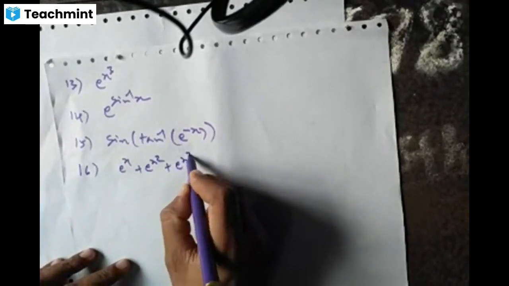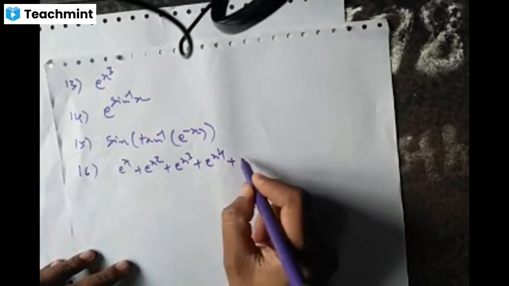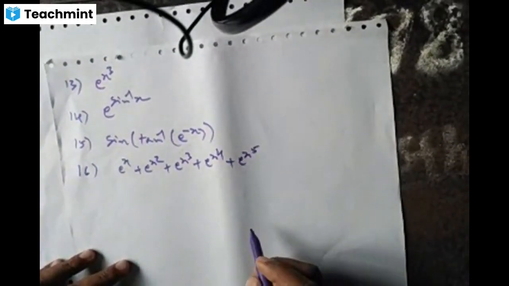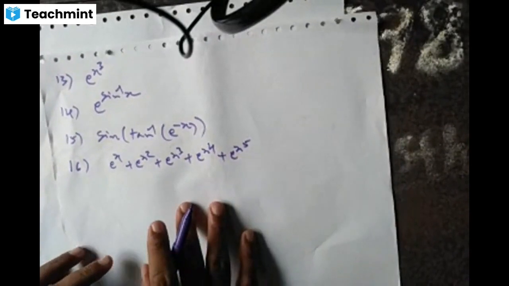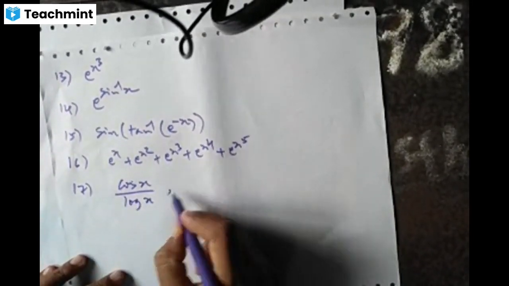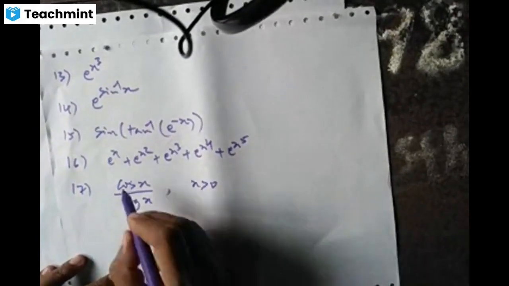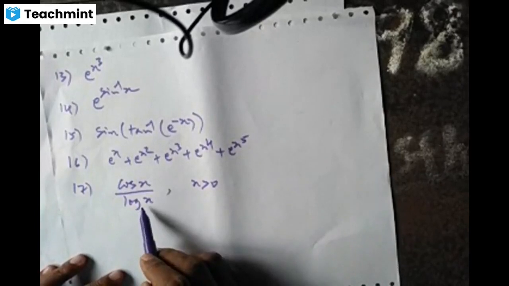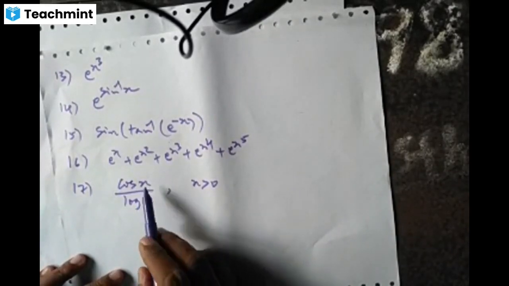Next, 16th one, e power x plus e power x square plus e power x cube plus e power x power 4 plus e power x power 5. So find the derivative of the given function. Understood? Next, 17th one, cos x divided by log x. So here x must be positive. Here you have to use quotient rule to find the derivative of the given function.